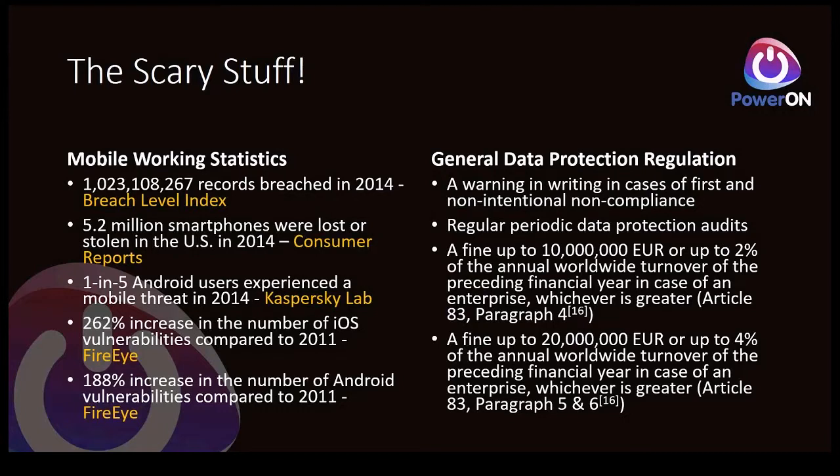5.2 million smartphones were lost or stolen in the US in 2014. So, an incredible amount of stolen smartphones, and you can just imagine the amount of sensitive data that was on them. This one should come as no surprise. 1 in 5 Android users experienced a mobile threat in 2014, and that was from a reputable source, which was Kaspersky. There has been a 262% increase in the number of iOS vulnerabilities compared to 2011.